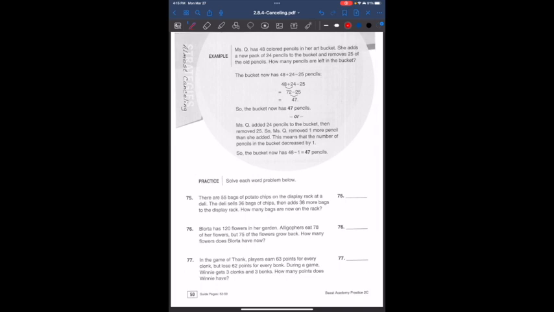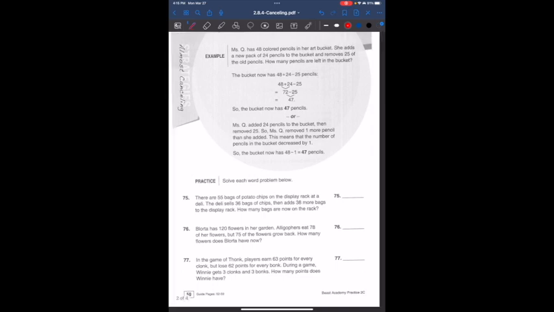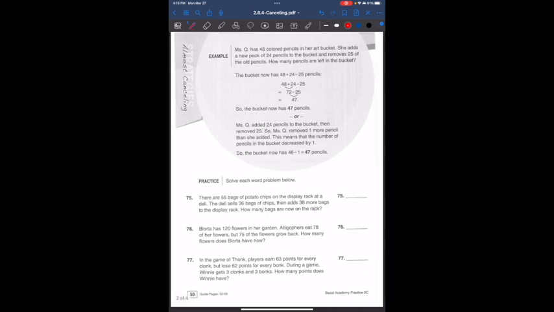So we have another example problem, and this one is called almost canceling. Now, based on the phrase almost canceling, we can tell that it doesn't cancel out completely, but we can still use canceling to make the problem easier because it almost cancels out. So let's look at what that looks like.